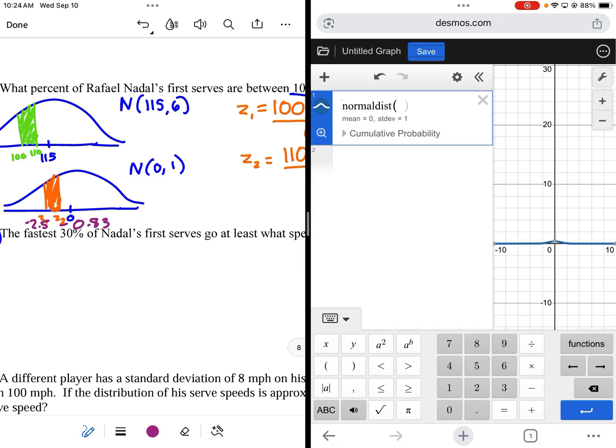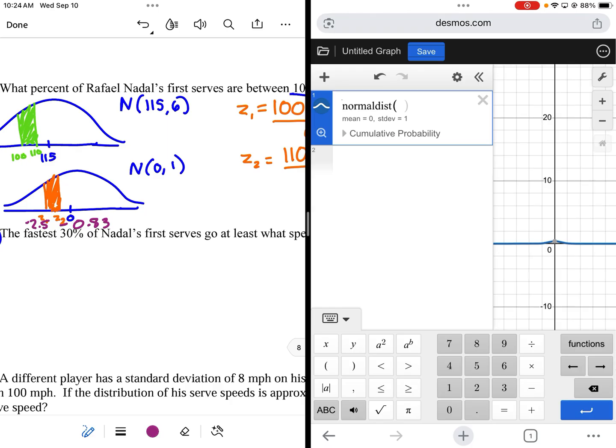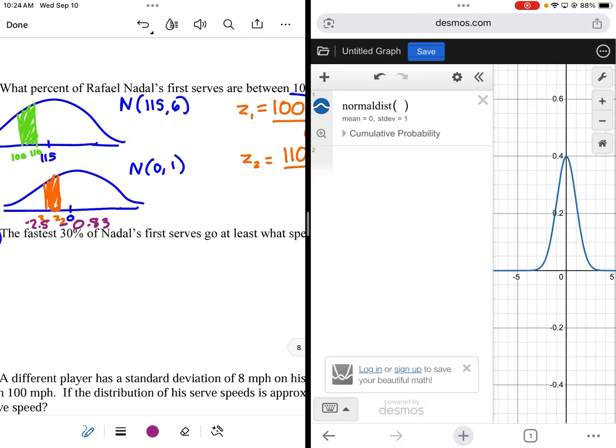And it has nothing in the parentheses, but see how it says mean equals 0, standard deviation equals 1. So we're just going to leave that just like it is. Let's click the little magnifying glass, zoom fit, and that creates our normal distribution. Click on cumulative probability. This is where it's going to do the work for us. Just like the calculator finds those values for us, Desmos can do that too.